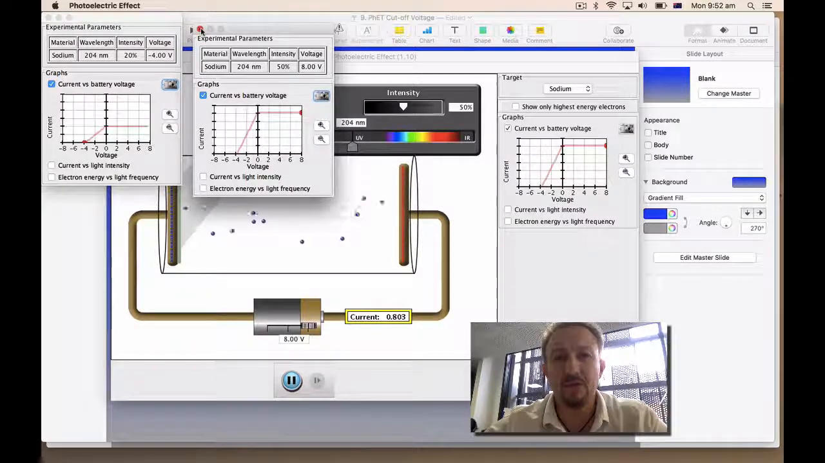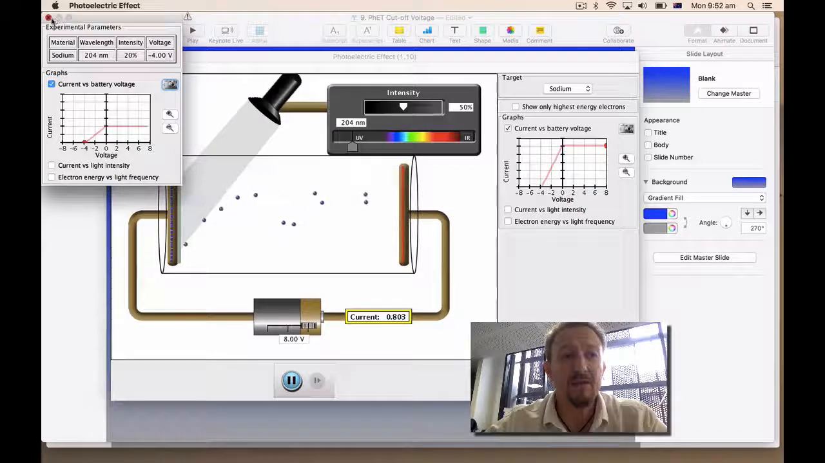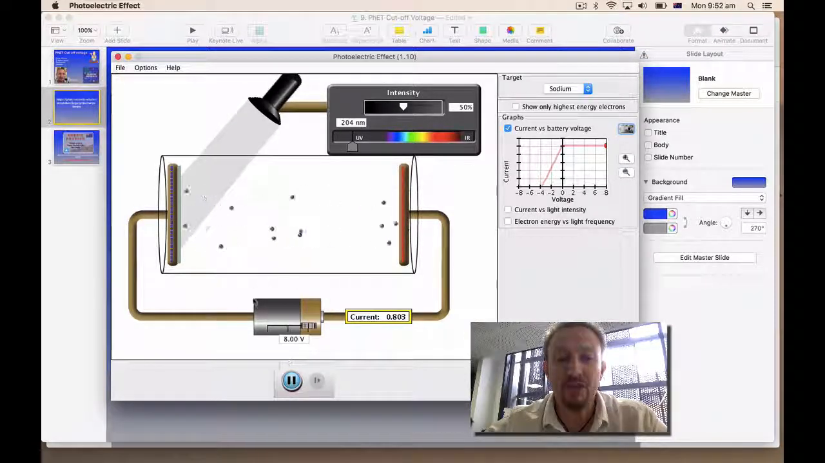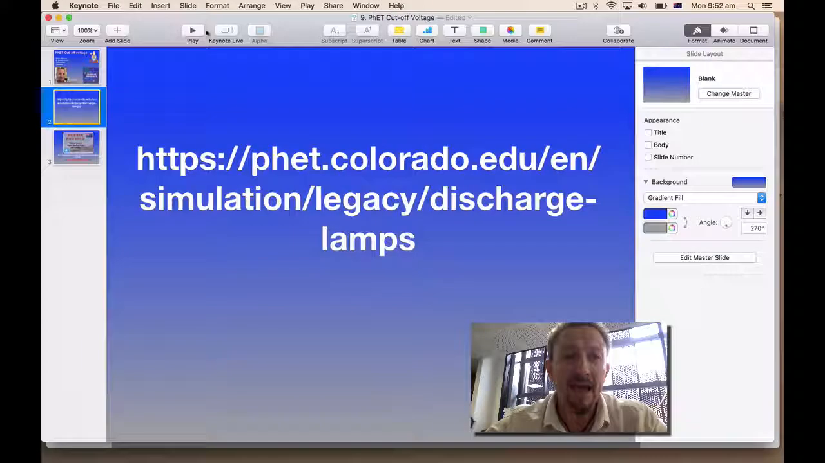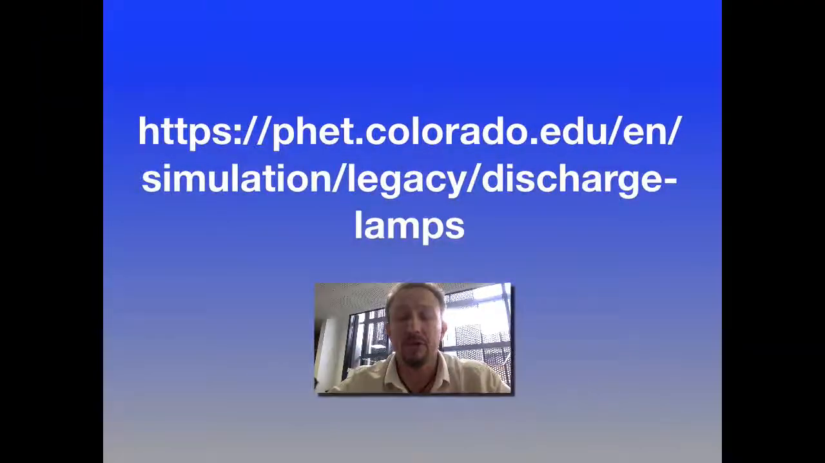So I hope you found that useful. The idea there was just to show how we can change that cutoff voltage, and it allows us to work through different scenarios, but it gets you to see it working in action.